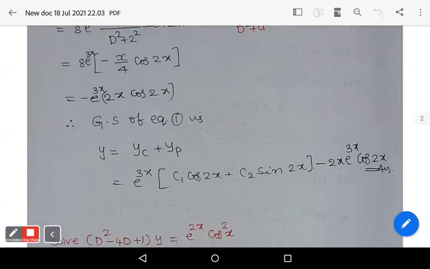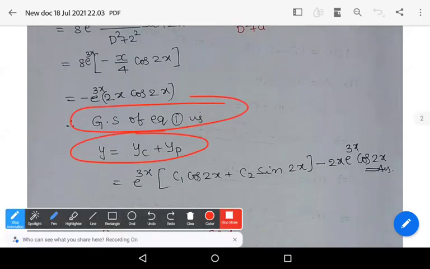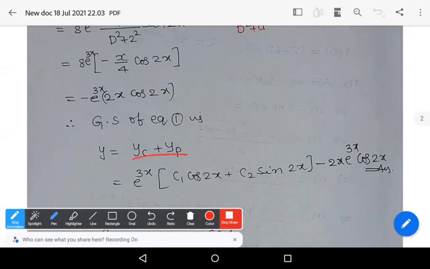General solution of the given equation is y is equals to yc plus yp. Substitute both yc and yp. E power 3x into c1 cos 2x plus c2 sin 2x minus 2x e power 3x cos 2x, which is the required answer. This is an important problem for your examination.